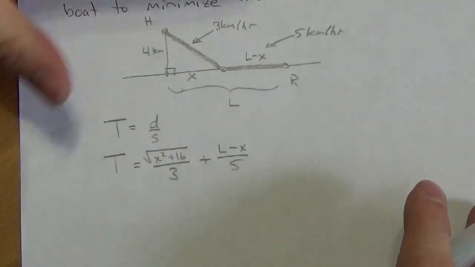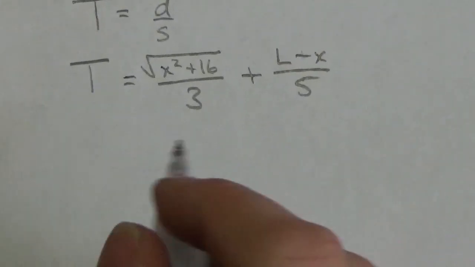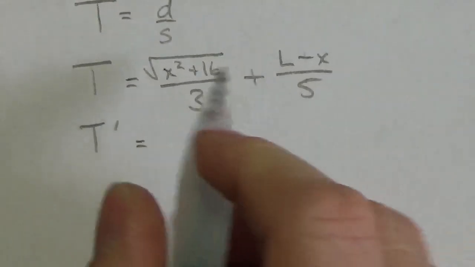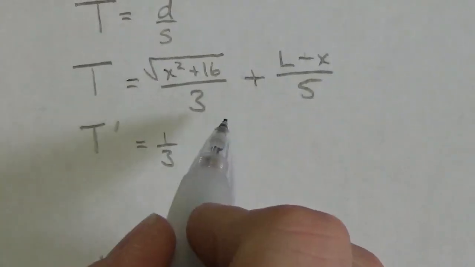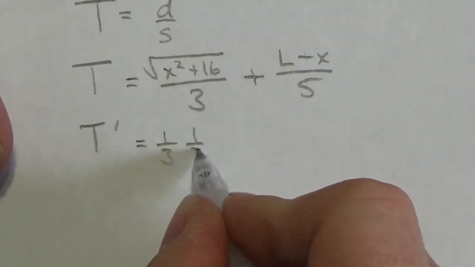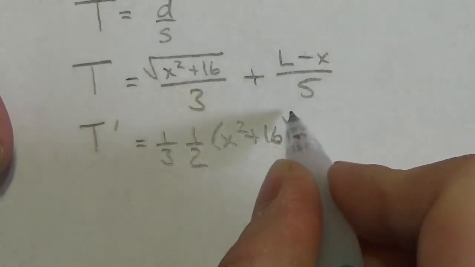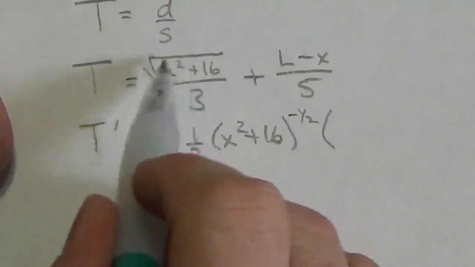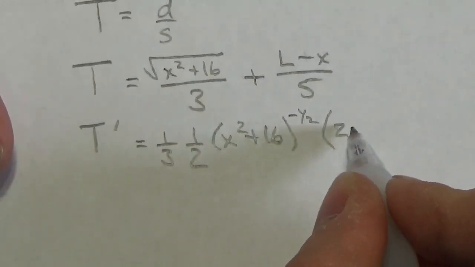This is all we need. Now I'm going to dive in and take my derivative. So the derivative of t with respect to x, and I'll just use t prime here, is going to be, first of all, the 1/3. That's the denominator that I've got right now. This will end up being 1/2 times x squared plus 16 to the negative 1/2. That's because the exponent here would be positive 1/2, I would bring that down, subtract 1, and multiply by the derivative of what's inside, 2x.